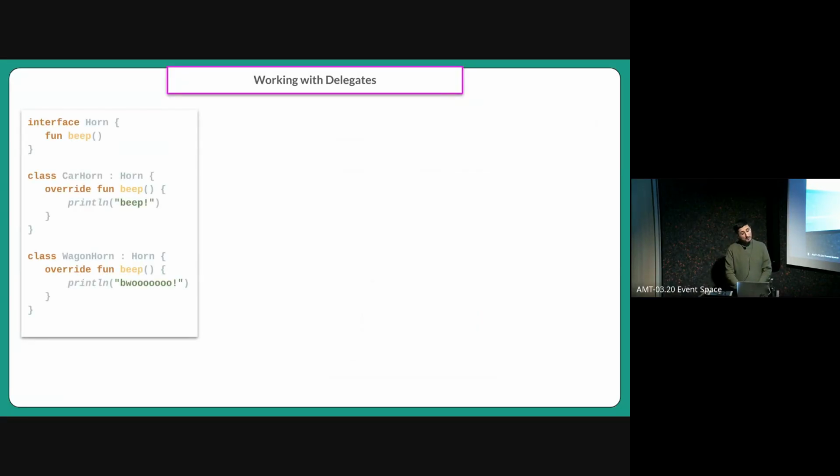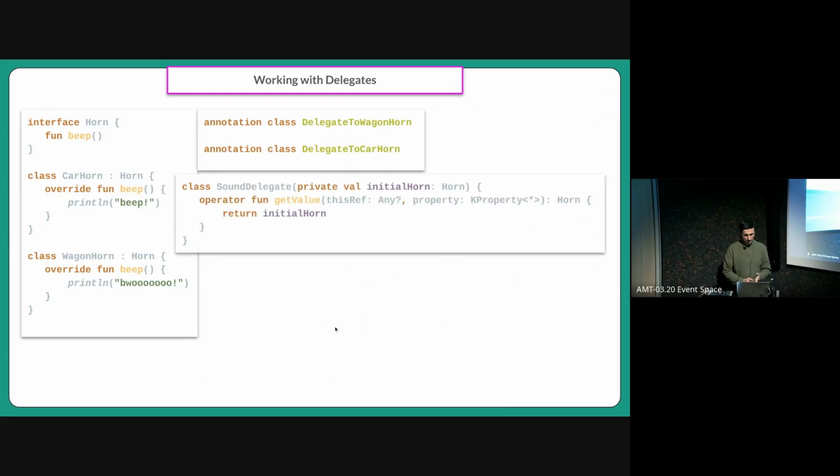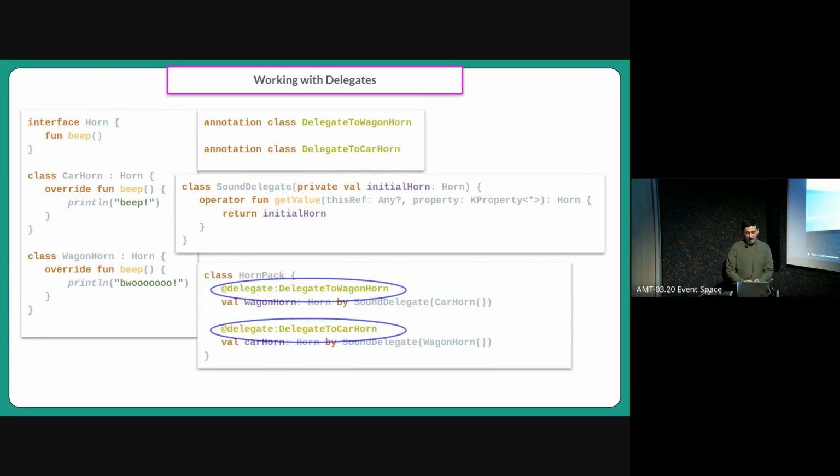And so I've created an example, in this case with horns. I've created an interface Horn with a car horn and a wagon horn. I'm not going to pronounce those sounds, it's just for the example. And I've created annotations for the example. And I've created a sound delegate with only a getValue. And then I've applied these annotations with a delegate use-site target on the definition of these fields, which are being created using a delegate.